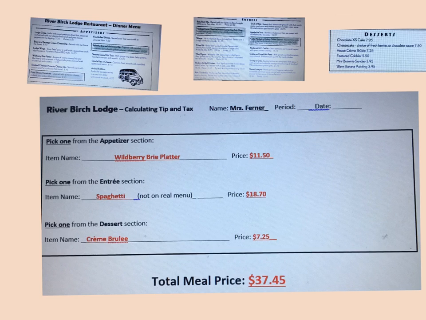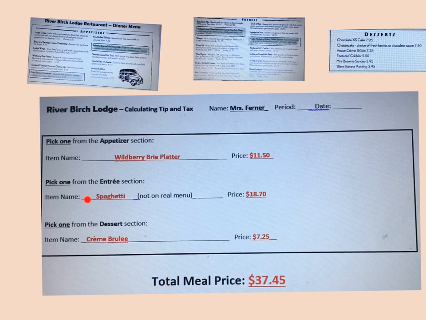You should have a worksheet along with your menu so you can record what you select. So I've given you an example here. For my appetizer, I picked a wild berry brie platter. Brie is soft cheese, and I'm going to share it with friends at my table. It costs $11.50. So I want you to record your appetizer and the price of your appetizer here.